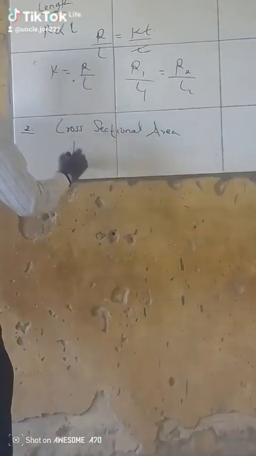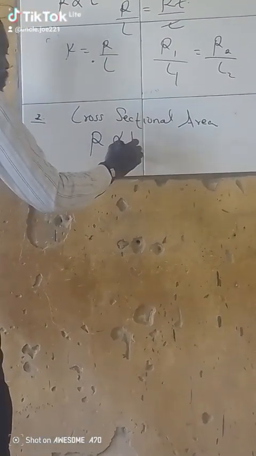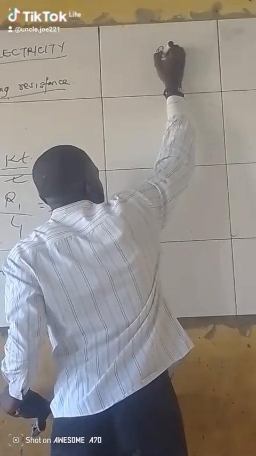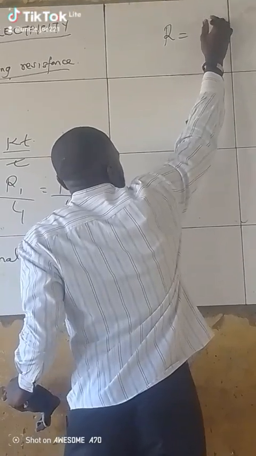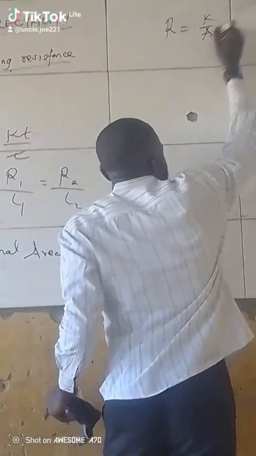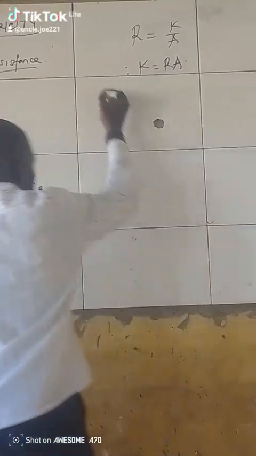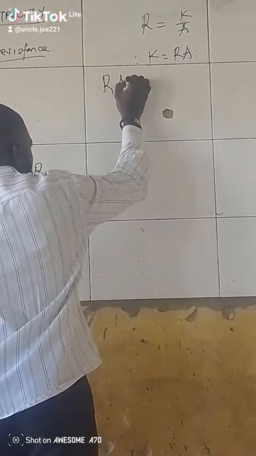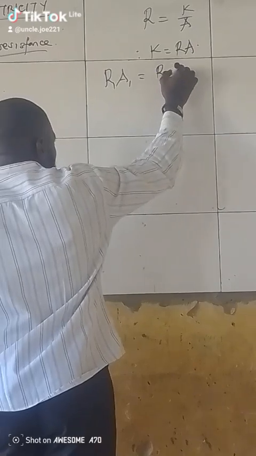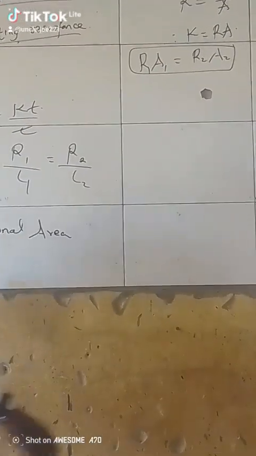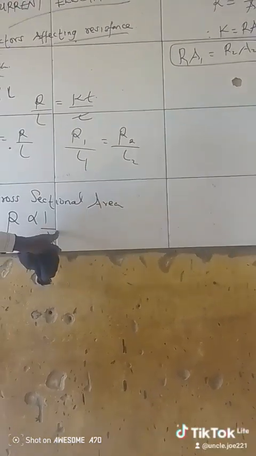Now, my resistance is inversely proportional to area. If I bring in my constant K, my R is now equal to K over A. Therefore, my K is now RA. So what do I have? R1 A1 equals R2 A2.